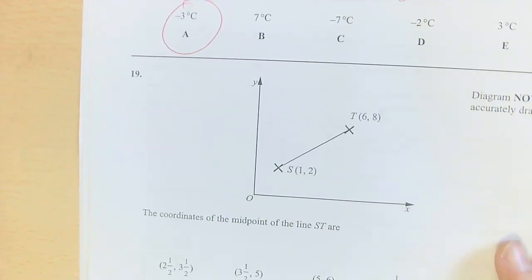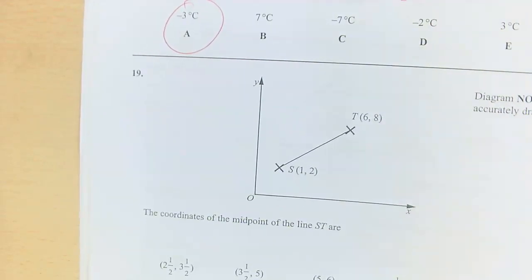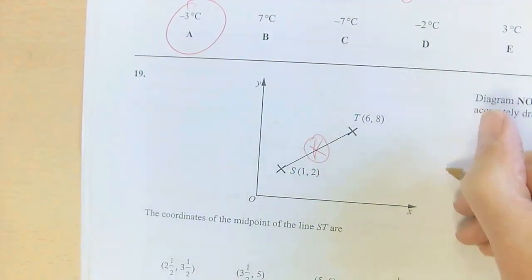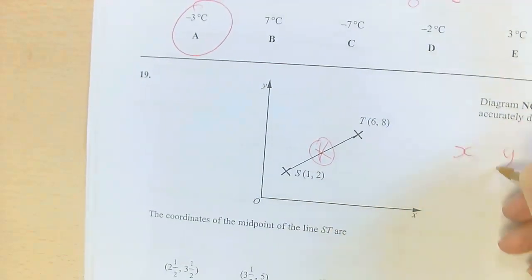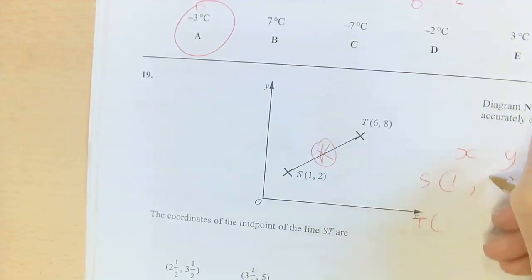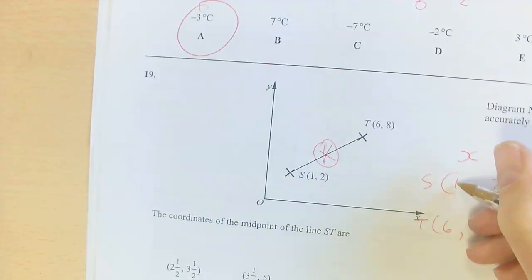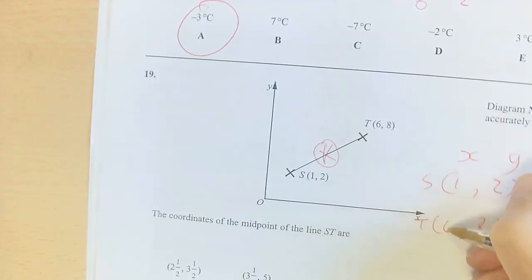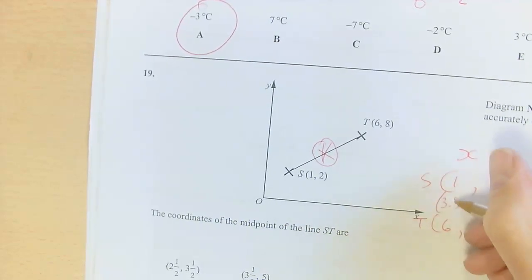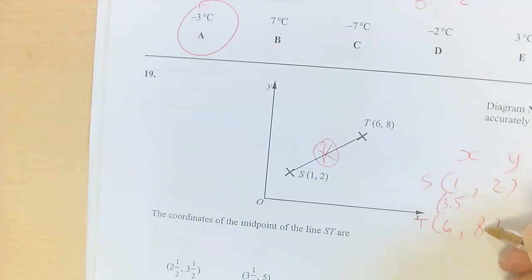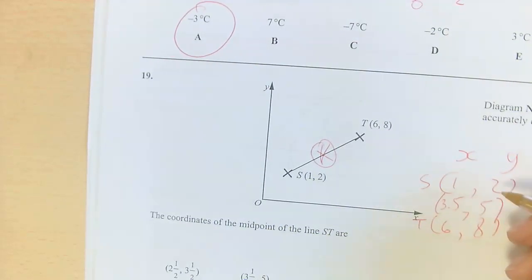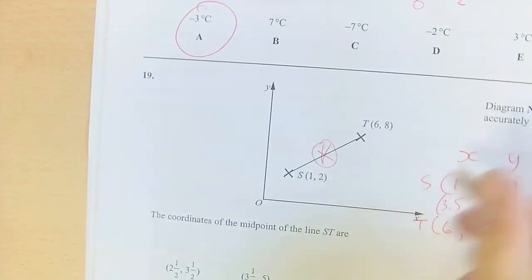Question 19. The coordinates of the midpoint of line ST are what? So how do we find that midpoint roughly in there somewhere? We find halfway between the X value and halfway between the Y value. So 1, 2, 6 and 8. So halfway between 1 and 6, 1 plus 6 is 7. Half of that is 3.5. And 2 plus 8 is 10. And half of 10 is 5. So 3.5 and 5, which is that one there.